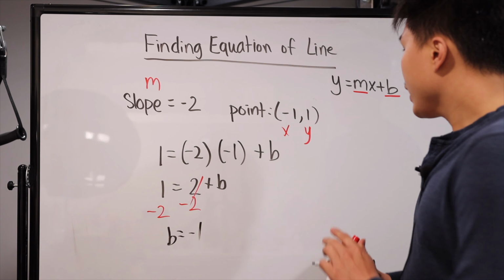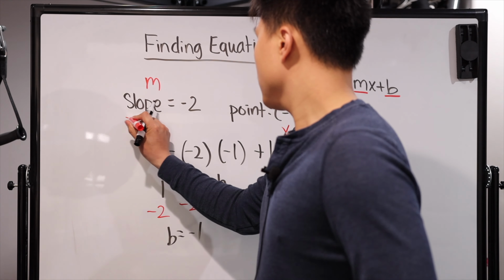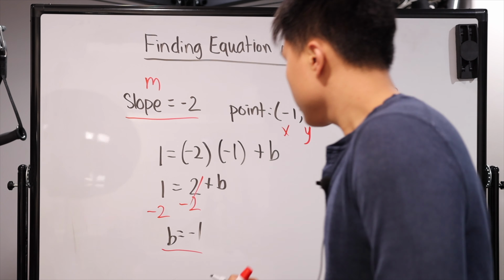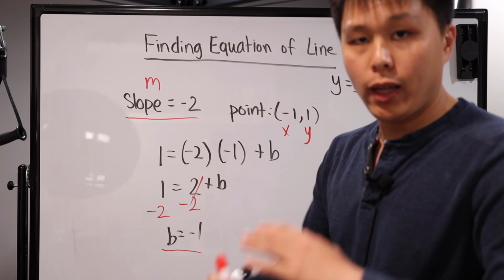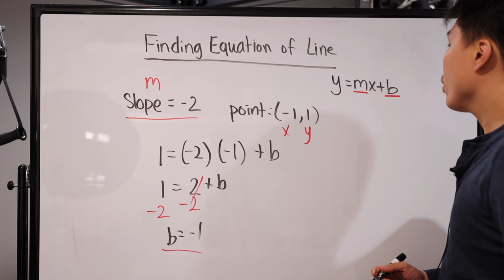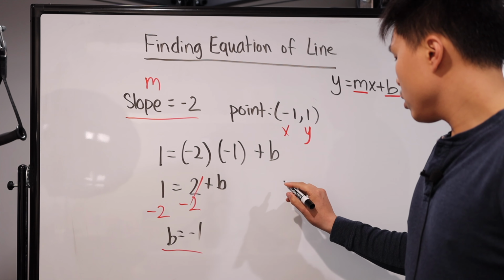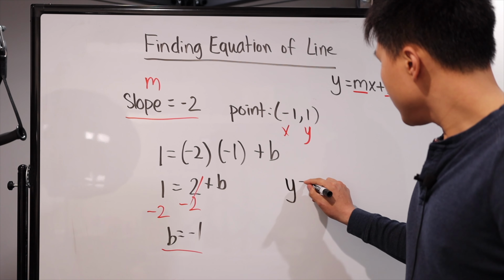Okay, cool. So we have what we need. We have our slope, we have our b. Now, ignoring the point, because remember, that's only a single point and we want the actual equation of the line, we're going to revert back to the original y equals.